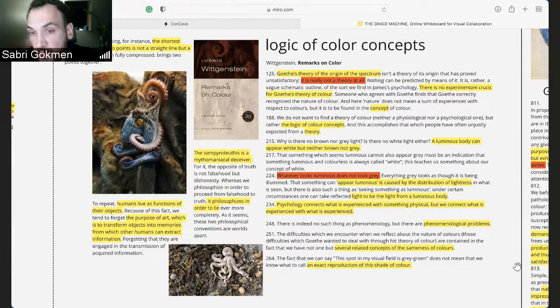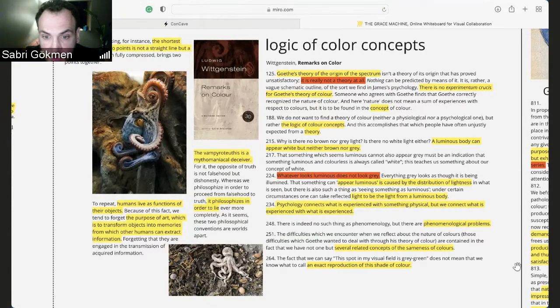So why don't we get light in a shade, but we always perceive it as white? Whatever looks luminous does not look gray. And there's a distribution of lightness, light to be the light from a luminous body. And I think he is aware of the problems of phenomenology, how we need to approach it, maybe through our subjectivity, because color is a highly subjective phenomenon. But it can also create more phenomenological problems for us, because there is no experimentum cruci.